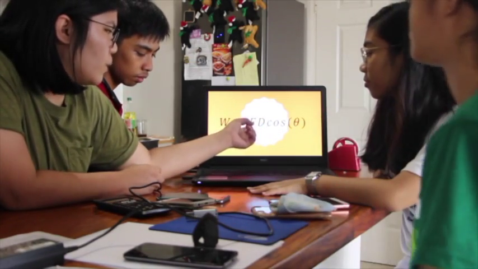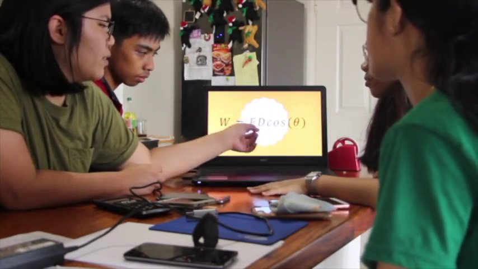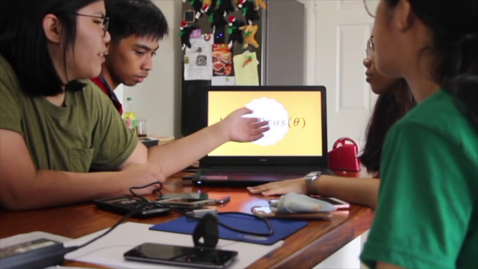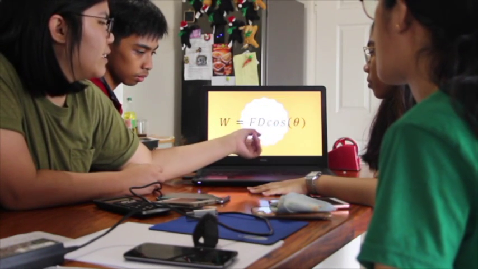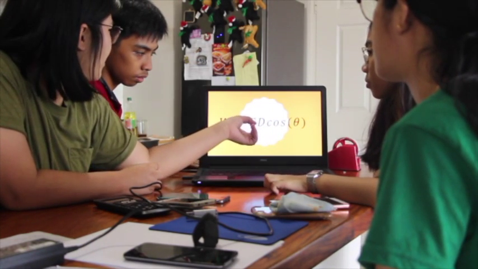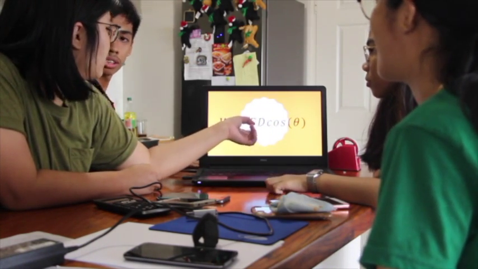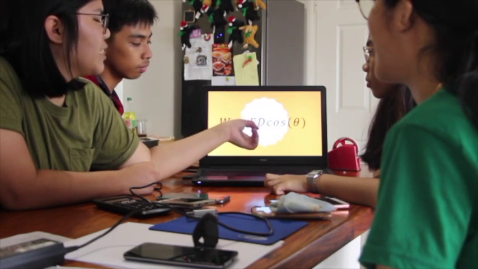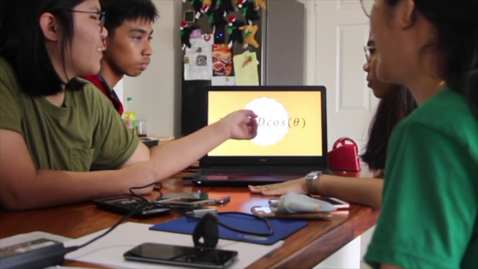So, force, it can be any real number, negative or positive. Meanwhile, distance, it has to be greater than or equal to 0. Kaya yun.